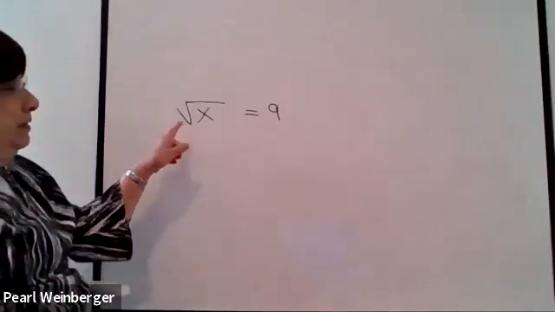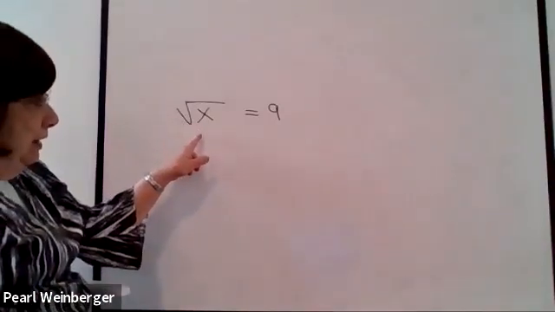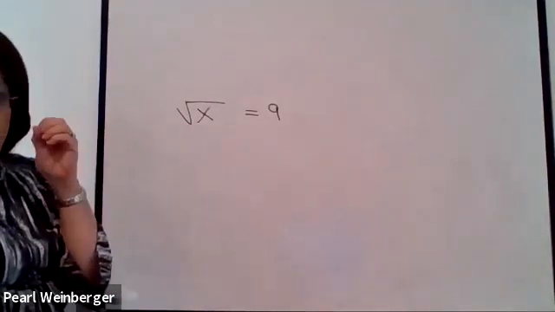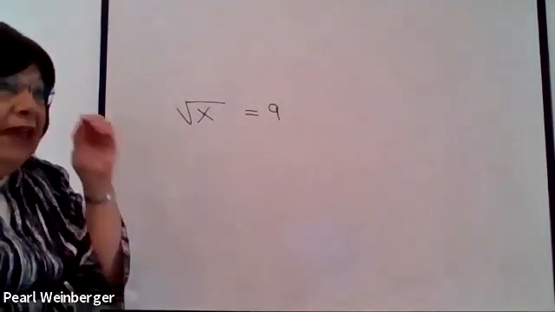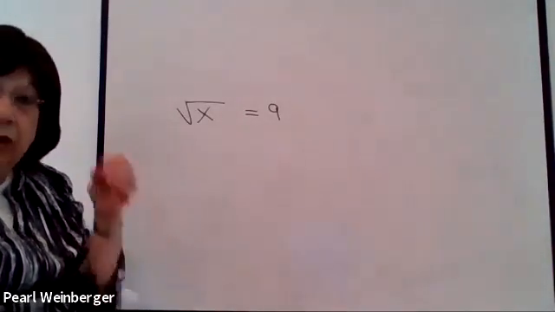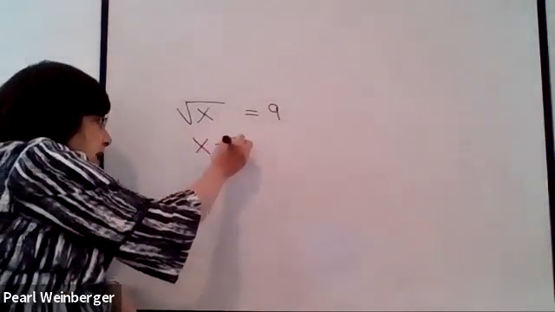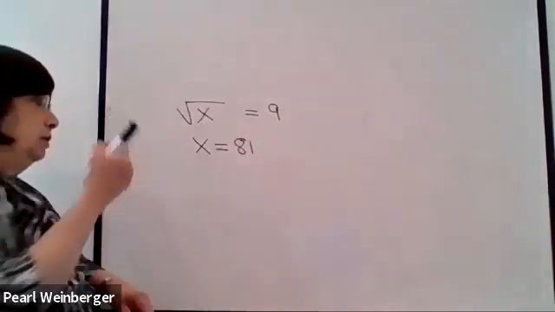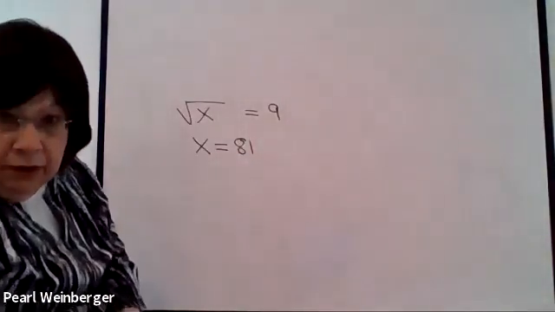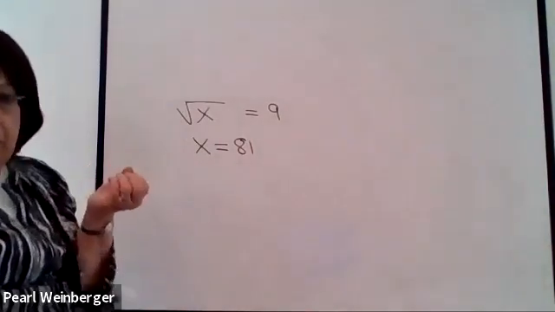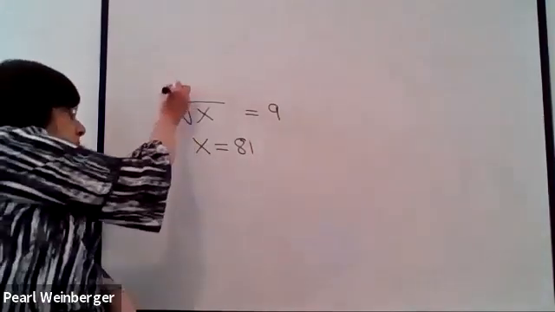Right. Some people might think, oh, it should be 3, but no, it's kind of a reverse of what we were doing, just the opposite. We have a number. We don't know what the number is. We just know after we take its square root, the answer is 9. And she's absolutely correct. The x has to be 81 because I know the square root of 81 is 9.